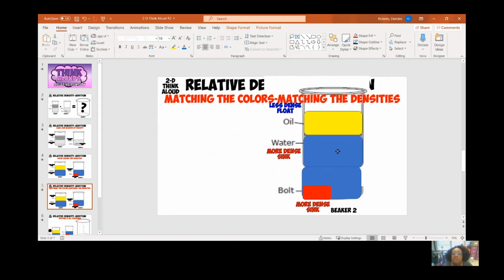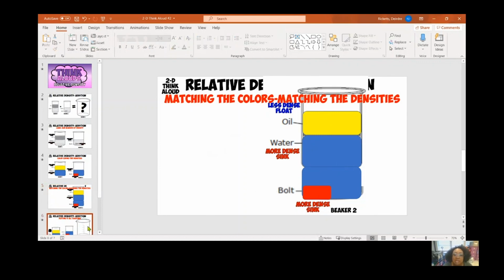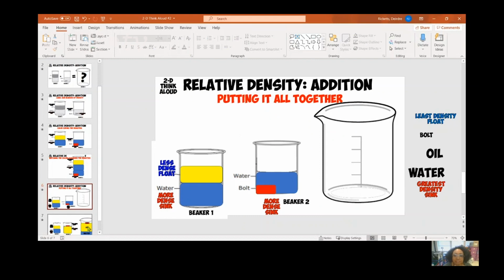Beaker 1 with beaker 2. I have the red stays the same, the blue is together, and the oil is on top. So when I match blue with blue, that gives me my density tower. That's what it looks like when I pour it into beaker number 3. So let's take a look at what it looks like when I have it in beaker number 3.